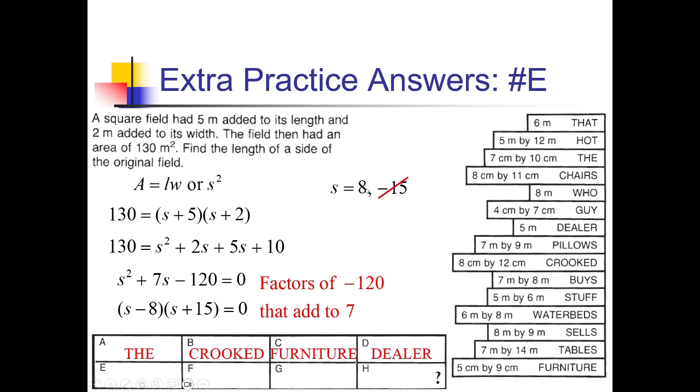And then 8 meters is what we're looking for, and that's over here next to who. So let's put that in the E block.